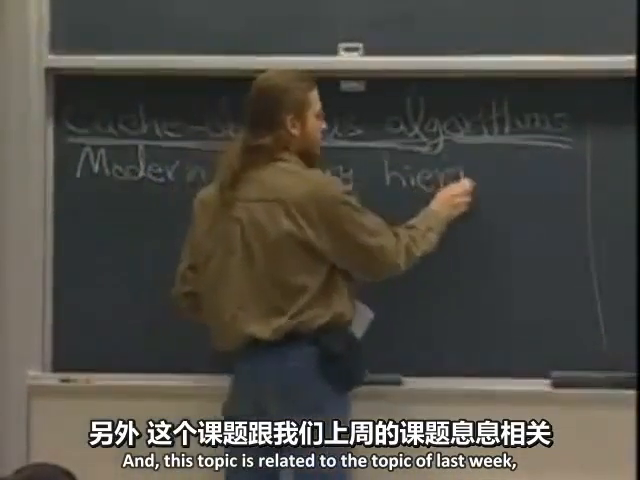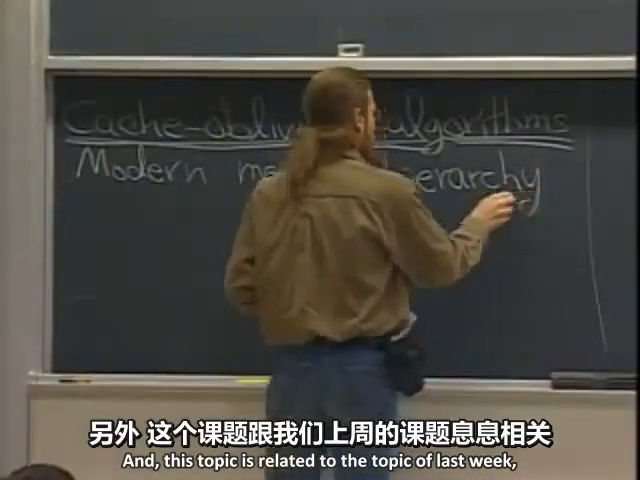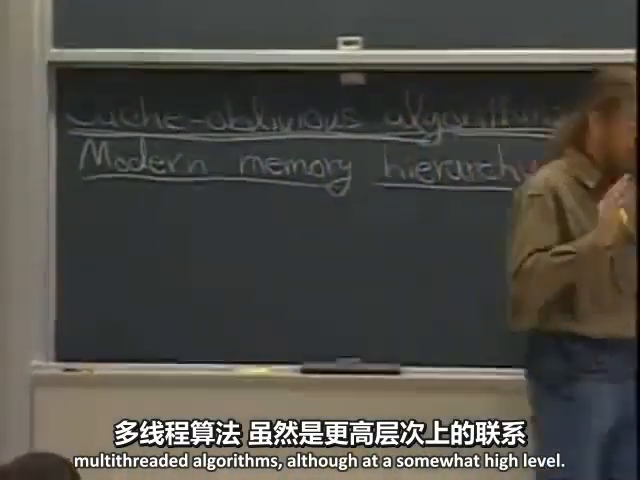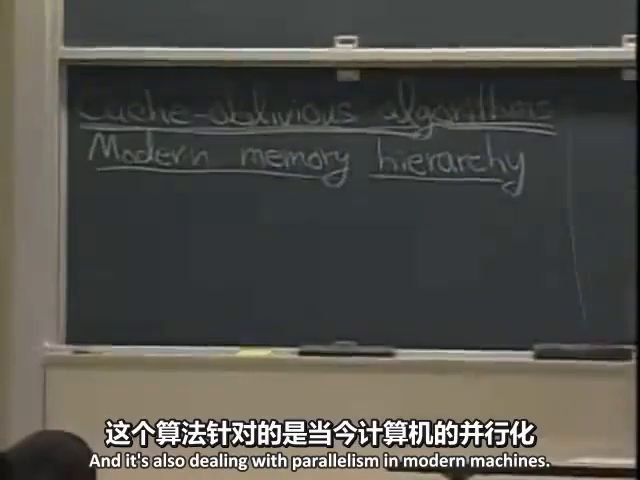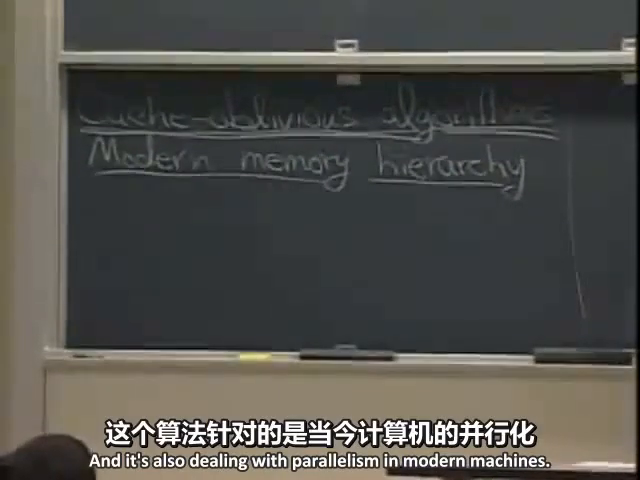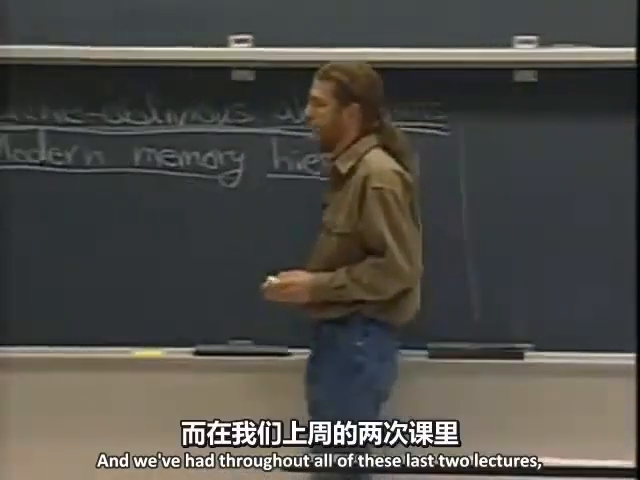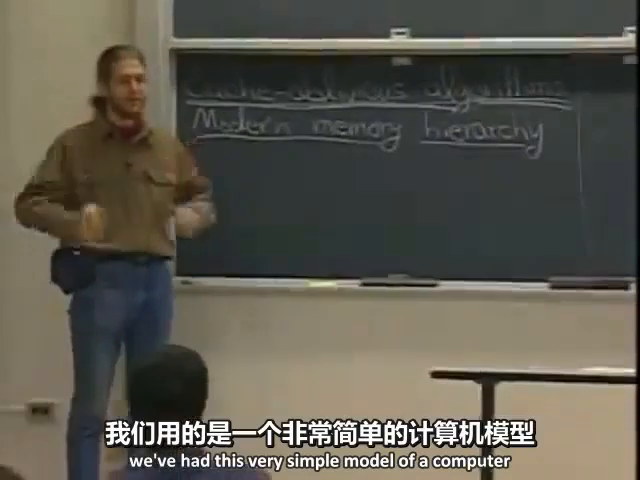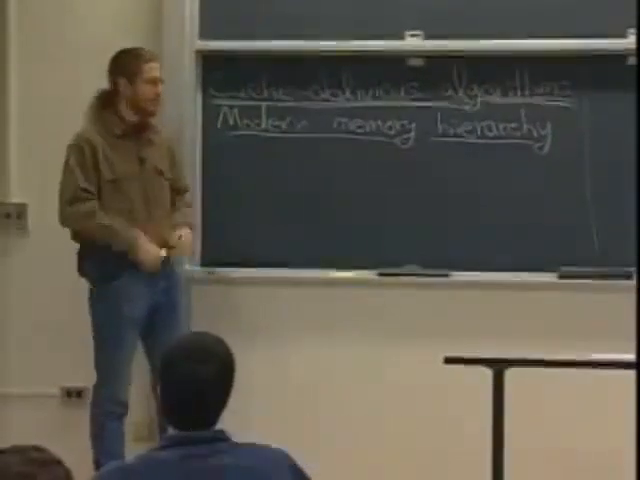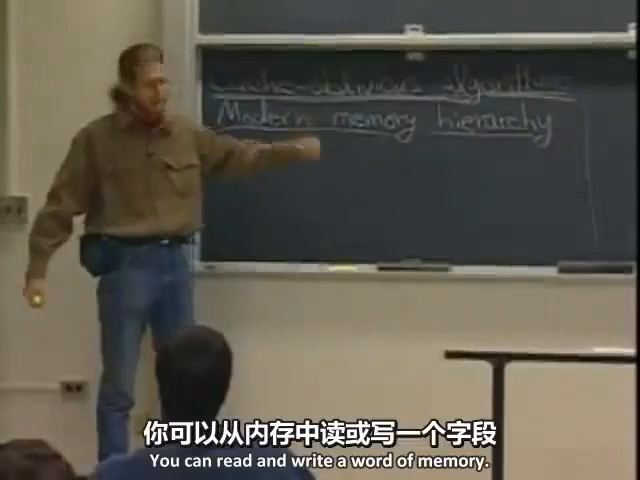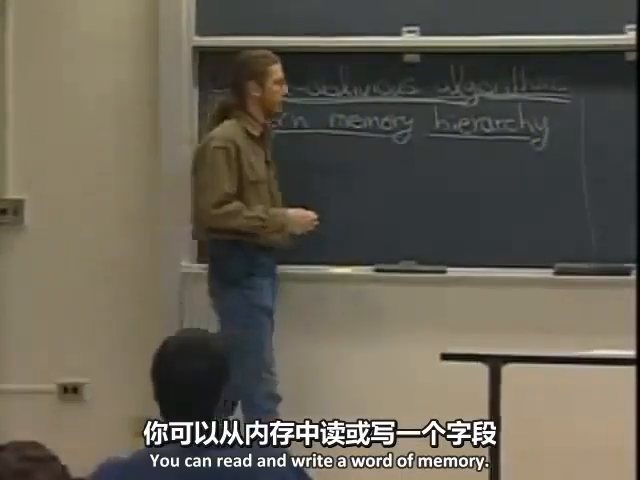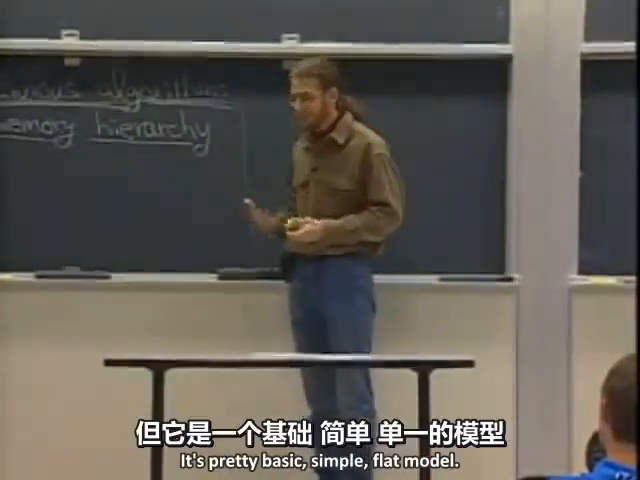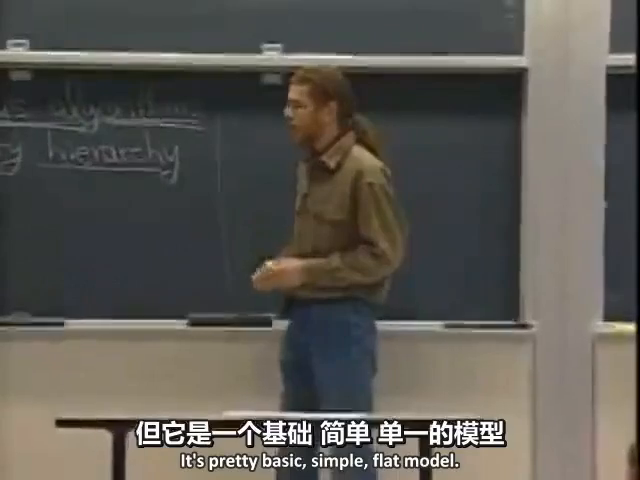And this topic is related to the topic of last week, multi-threaded algorithms, although at a somewhat high level, in that it's also dealing with parallelism in modern machines. Throughout all but these last two lectures, we've had this very simple model of a computer where we have random access. You can access memory at a cost of 1. You can read and write a word of memory. There are some details of how big that word can be, but it's a pretty basic, simple, flat model.